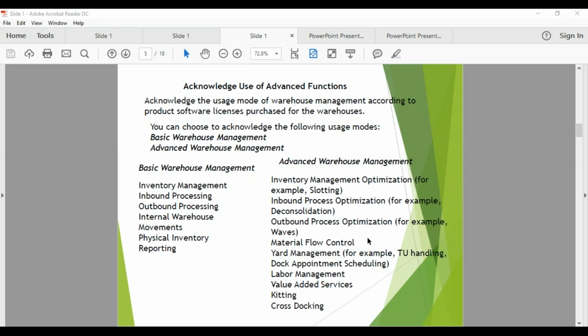Ram, one question. If I'm using the basic warehouse management and then I try to use the advanced functionality of advanced warehouse management, will it give me any error, or is it simply not allowed? You'll not be able to, because you're opting for a usage mode. So the configuration will have a hold on that. For that warehouse, we can't do this configuration.